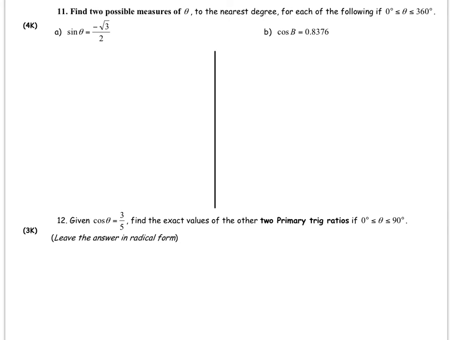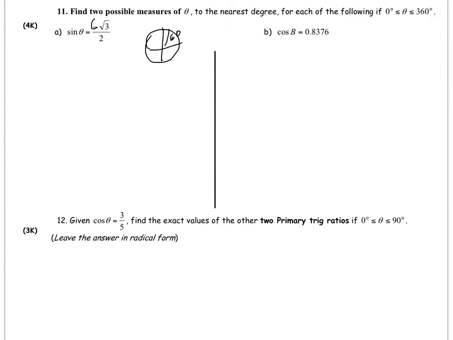The next question says, find two possible measures of angle theta for each of the following. Sine theta is negative square root of 3 over 2. As I said before, when you have a case like this one, forget about the negative sign, just consider square root of 3 over 2. The special angle, which gives you square root of 3 over 2 for sine, is going to be 60 degrees. So we know that our angle is 60 degrees.